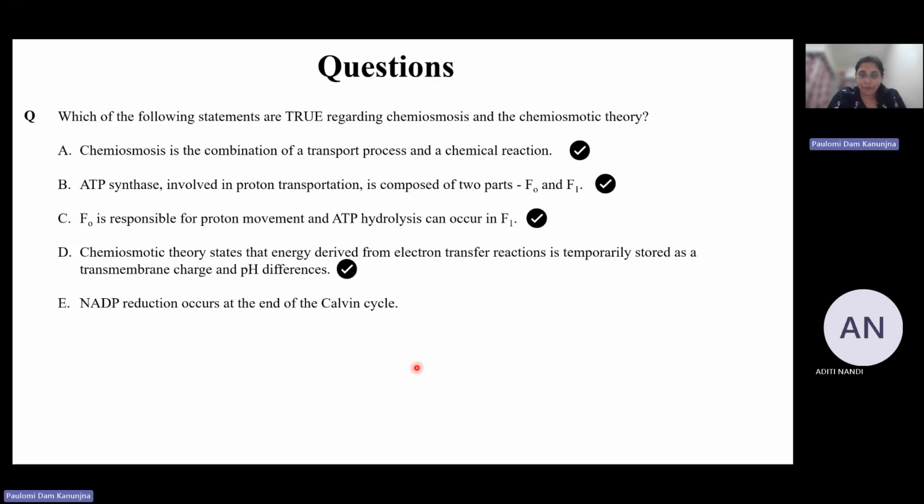So if you see, it says can, which basically means under some condition, for example, low PMF, low proton motive force, you do have the hydrolysis as well instead of generation. So that's there. Okay. The fourth one says chemiosmotic theory states that energy derived from electron transfer reaction is temporarily stored as transmembrane differences in charge and pH. Yes, that's correct. And the last one says NADP reduction occurs at the end of the Calvin cycle.